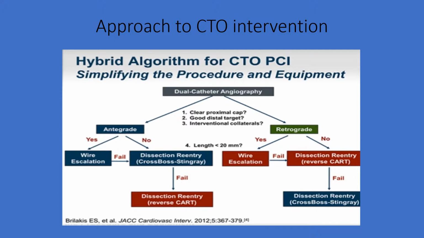The second method is a dissection reentry method, whereby the CTO is approached via dissecting into the subintimal lumen proximal to the proximal cap and re-entering distal to the distal cap. And the third method is retrograde fashion, whereby the donor collaterals are used to traverse the CTO from a retrograde fashion. Which method to use depends on the nature of the CTO, which includes the length of it, the appropriateness of the distal target for dissection reentry, or the appropriateness of the interventional collaterals, as well as the ambiguity or lack thereof of the proximal cap.